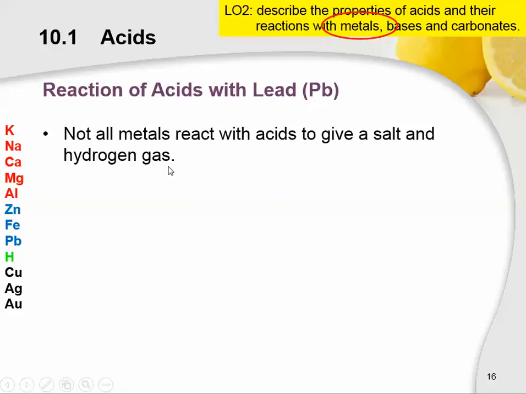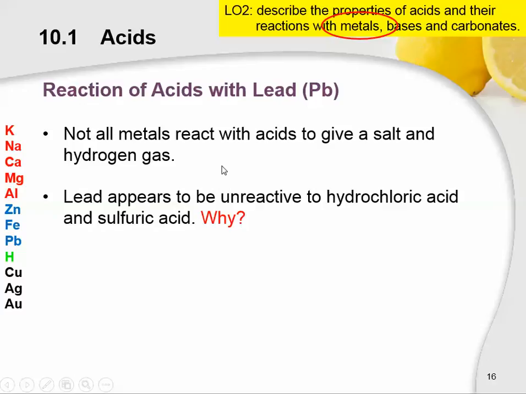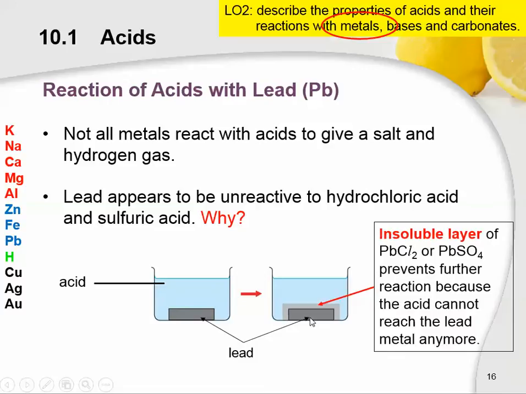Now, how about lead? Not all metals react with acid to give a salt and hydrogen gas. Lead appears to be unreactive with hydrochloric acid and sulfuric acid. Why is it so? First of all, lead is very low in the reactivity series compared to the rest of the metals, so its reaction with acid will be much slower. However, the reaction will not proceed for long. When the acid reacts with the lead, the lead will form a layer of insoluble chloride or sulfate. If you have sulfuric acid, you form lead(II) sulfate because the lead will replace hydrogen in the sulfuric acid. If you have hydrochloric acid, the lead will replace hydrogen in the HCl to give you PbCl2.